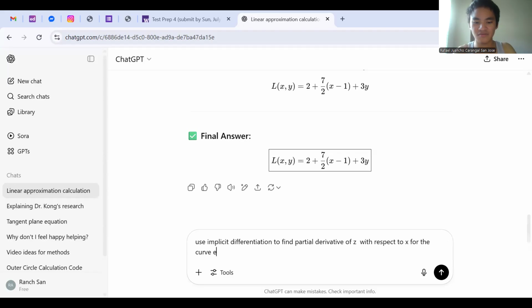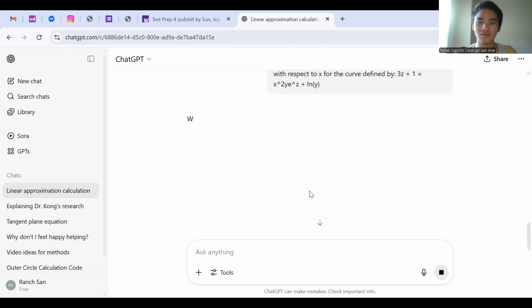for the curve. This one's going to be 3z plus 1. I'm going to equate that to x squared y e to the z plus natural log of y. And let's do it.